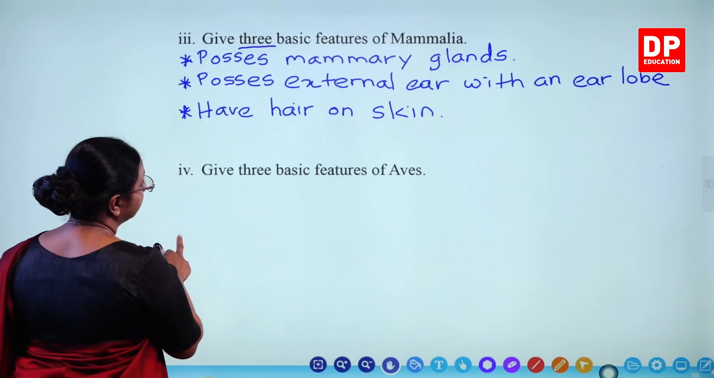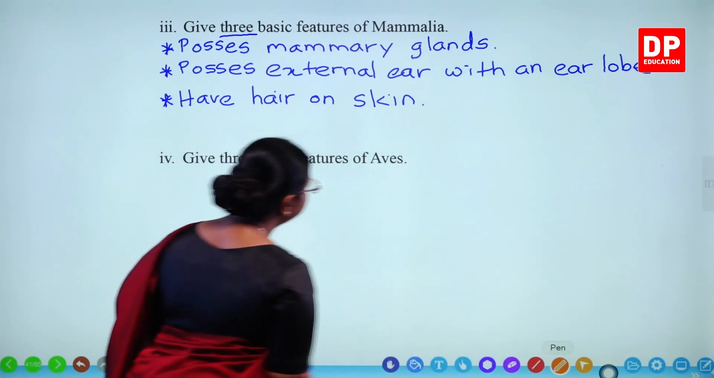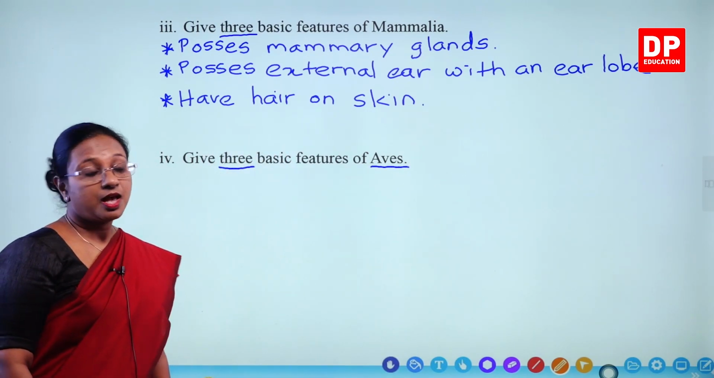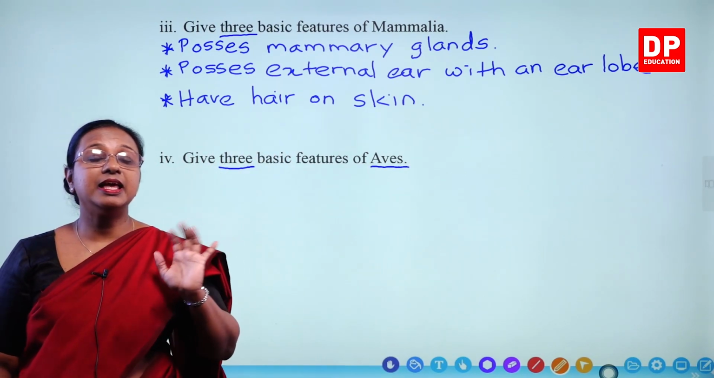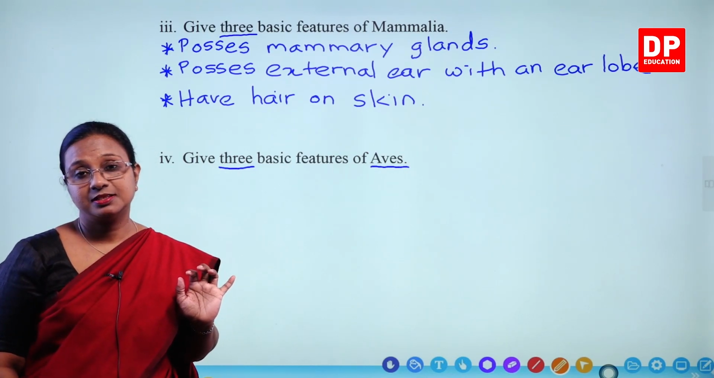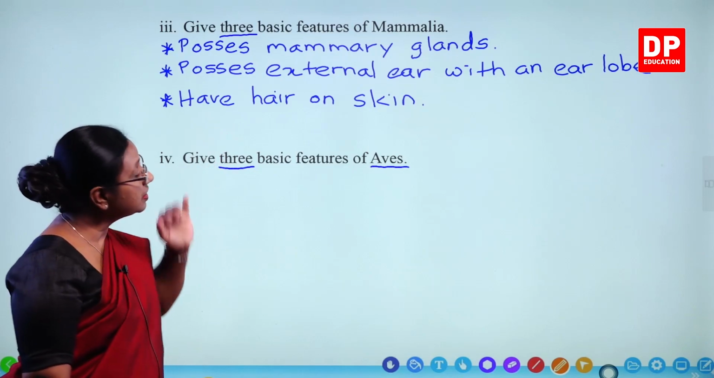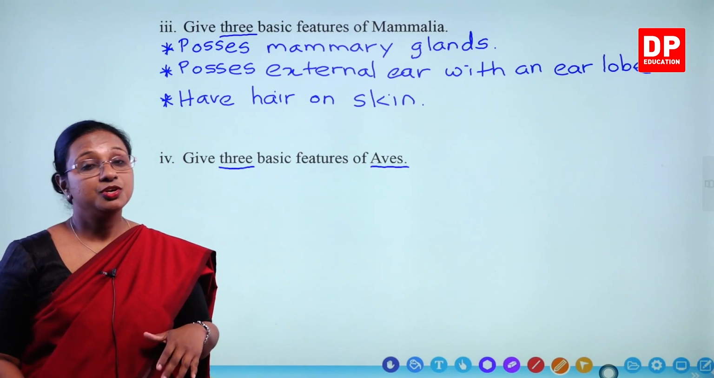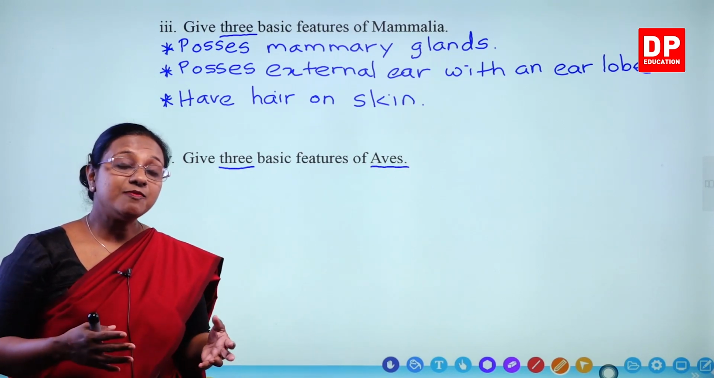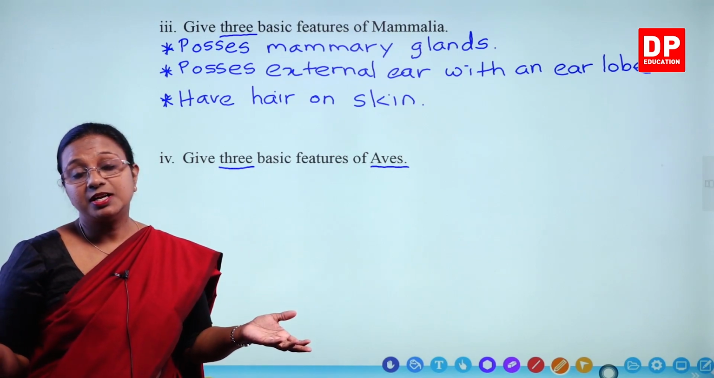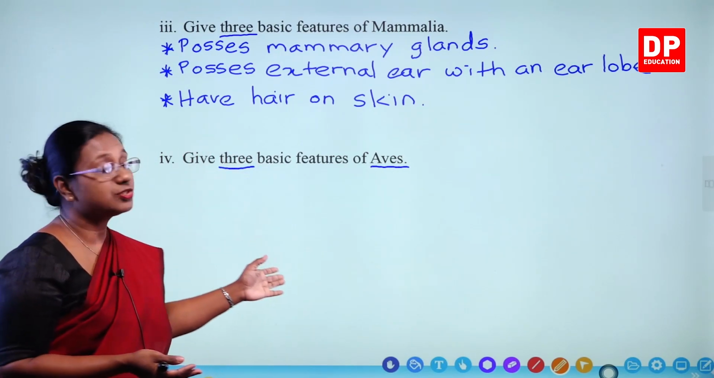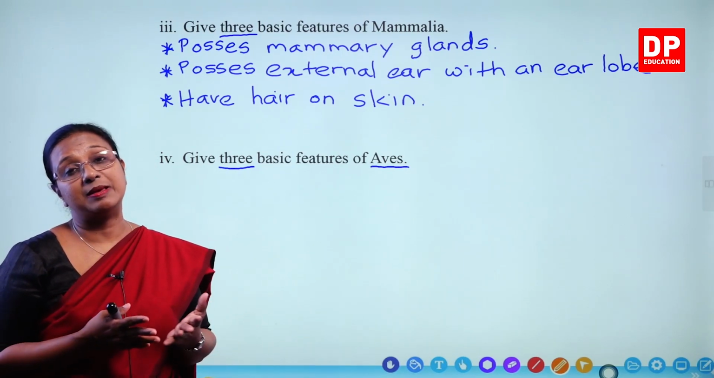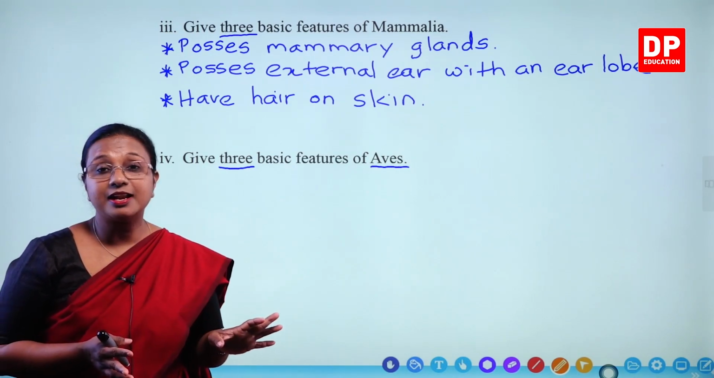Then the next one. Give 3 basic features of aves. Now here, can you write the respiration by lungs? No, because mammals also show respiration by lungs. Aves also show respiration by lungs. So, it's not a basic feature. Same way, you can't say they have a vertebral column or a backbone, because all these groups, fishes, reptiles, amphibians, birds and mammals, all of them have a vertebral column. So, we can't write that also.